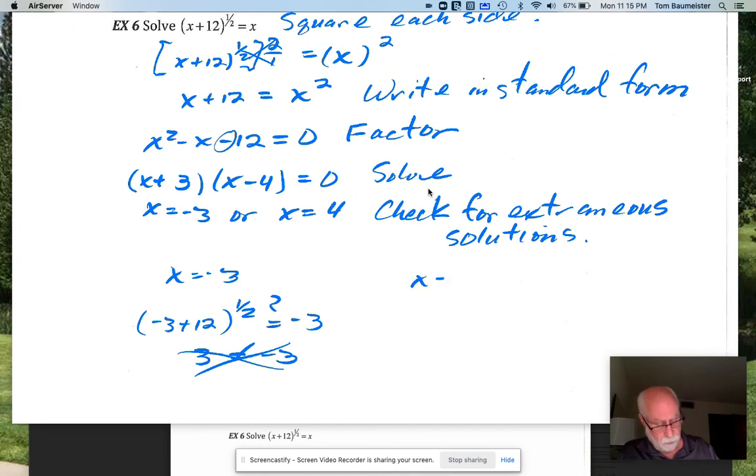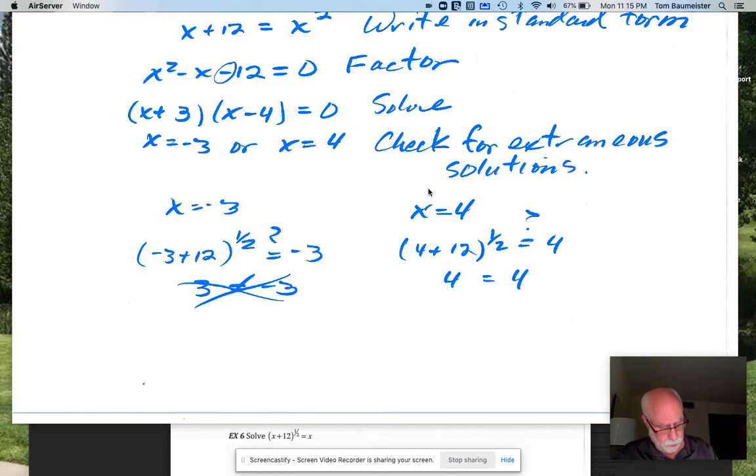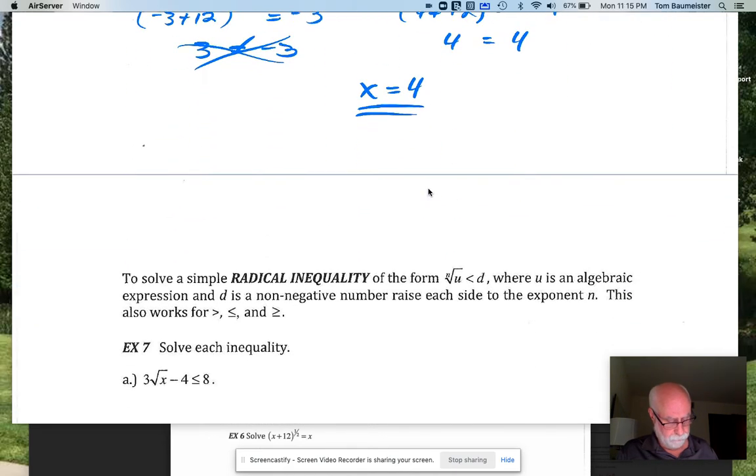What about x is equal to 4? Because remember, both of them could also not be solutions. So let's see on this one here, we're going to have 4 plus 12 raised to the 1/2 power. Does that equal 4? Well, 4 plus 12 is 16. 16 raised to the 1/2 power is 4, so 4 is equal to 4. So our solution on this one here is x is equal to 4. All right? So again, we always have to check these ones when we're solving for extraneous solutions. Okay?